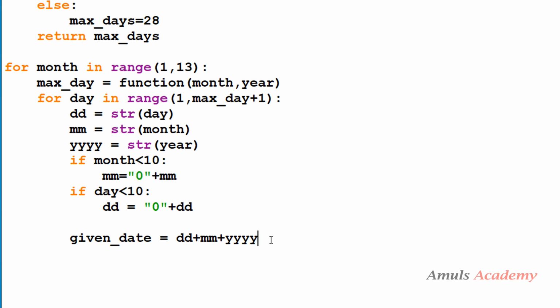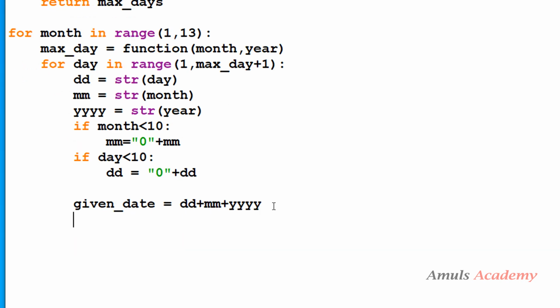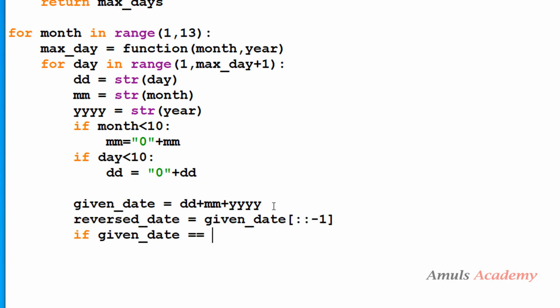Alright, so now we have our date. We need to reverse this date. So I'll take reversed date is equal to given date, and I'll use advanced slicing. We already discussed this, right? So I won't explain much about it. Then check whether given date is equal to reversed date. If yes, then print that day, month and year.